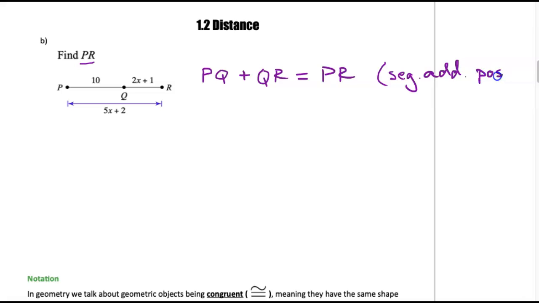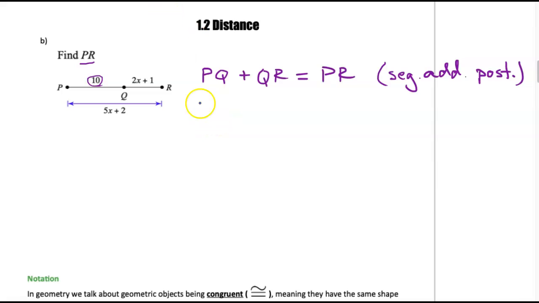Okay. I'm going to try to write these reasonings out because later on when we get to proofs in geometry we always want to justify what we're doing here. So this is our postulate. We accept this is true. So now I can substitute in these measures for each of those.